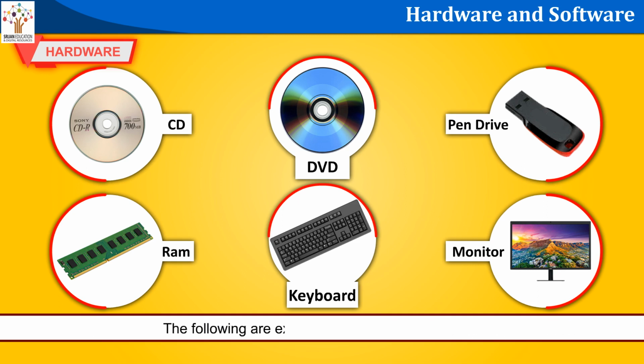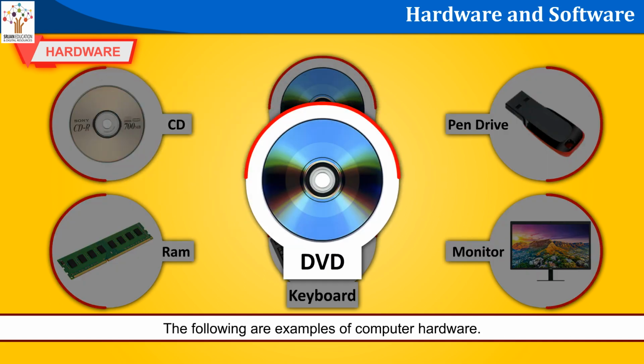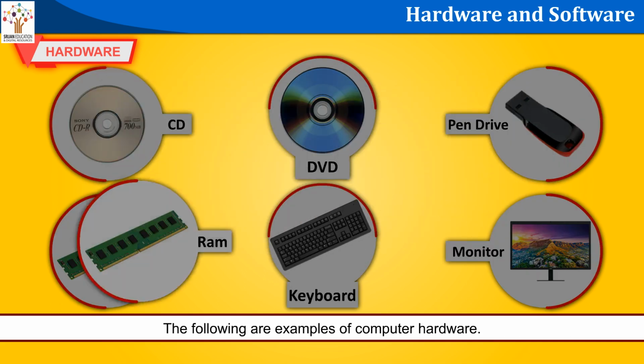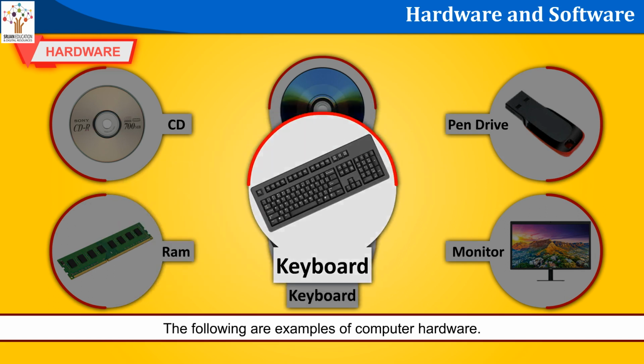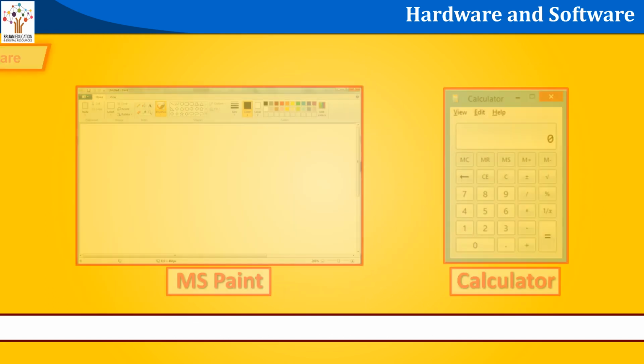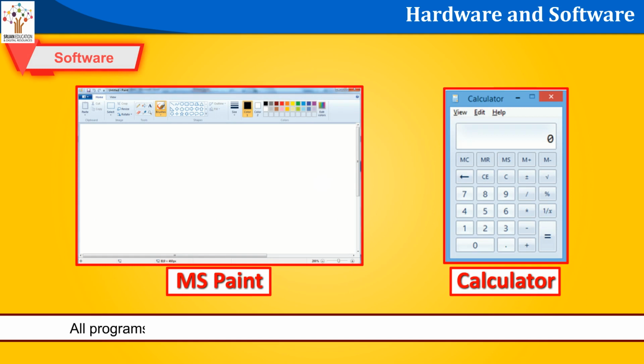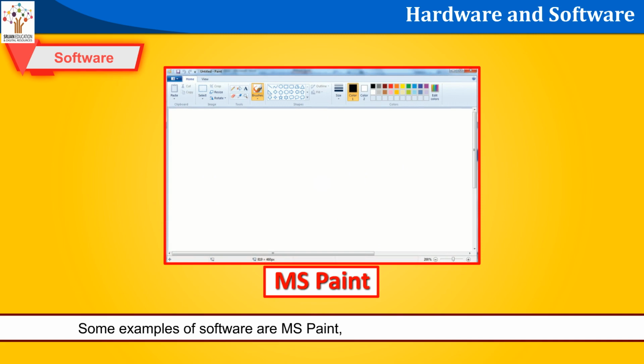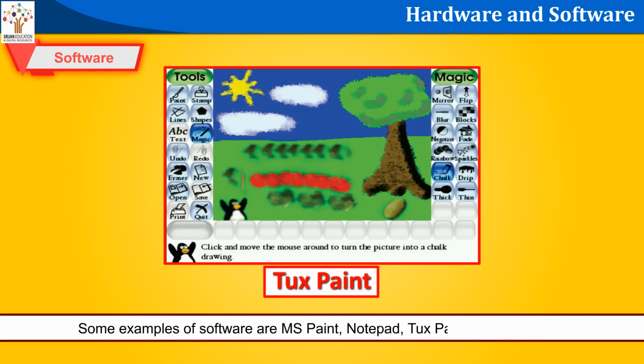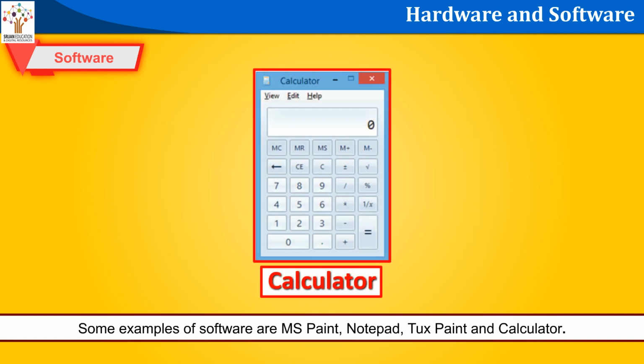The following are examples of computer hardware: CD, DVD, pen drive, RAM, keyboard, monitor. Software. All programs that we run on the computer as well as the instructions that we give to it as input are collectively called software. Some examples of software are MS Paint, Notepad, Tux Paint, and Calculator.